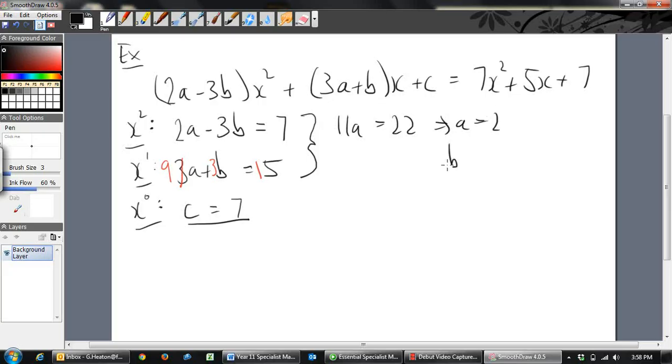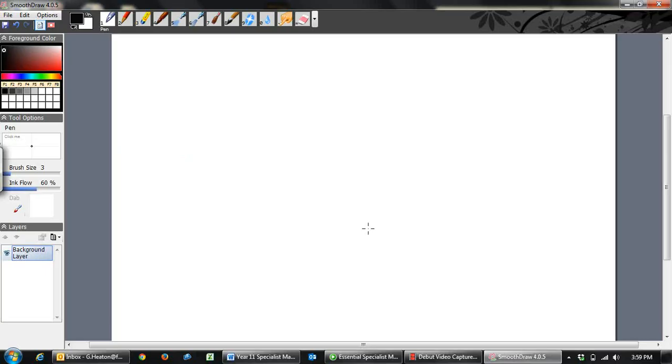equal to 2, and b will be equal to, if I just rearrange these, well, we've got negative 3b is equal to, if I move that, 7 minus 2a, which is equal to 7 minus 4, which is 3. Therefore, b is equal to negative 1. So there we go. a is equal to 2, b is equal to negative 1, c is equal to 7. And that's basically how we do it. Let's just do one or two more examples, but I think you get the idea.